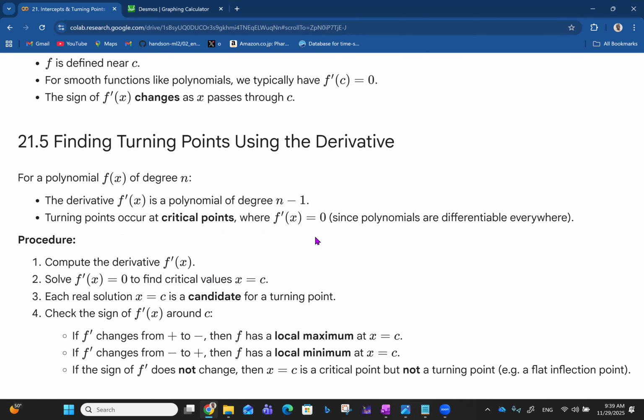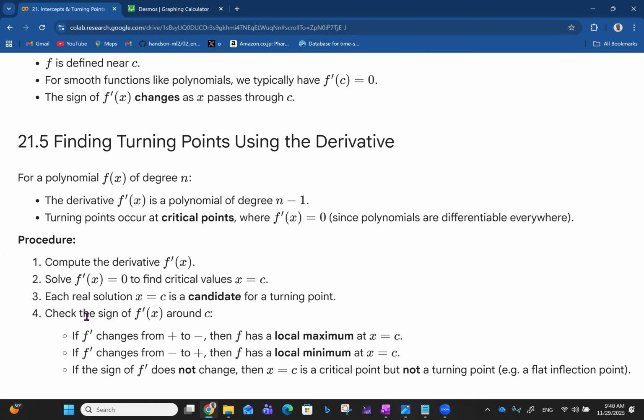They are not like rational functions, which will not have a derivative at some particular values. Then the procedure: if you want to find turning points using the derivative method, you compute the derivative f prime of x, and solve f prime of x equals 0 to find critical values x equals c. Then each real solution x equals c is a candidate for a turning point. Then check the sign of f prime of x around c.